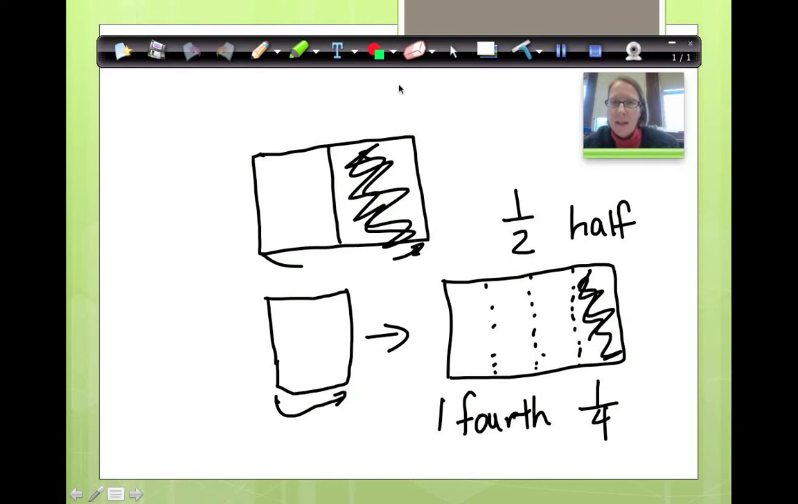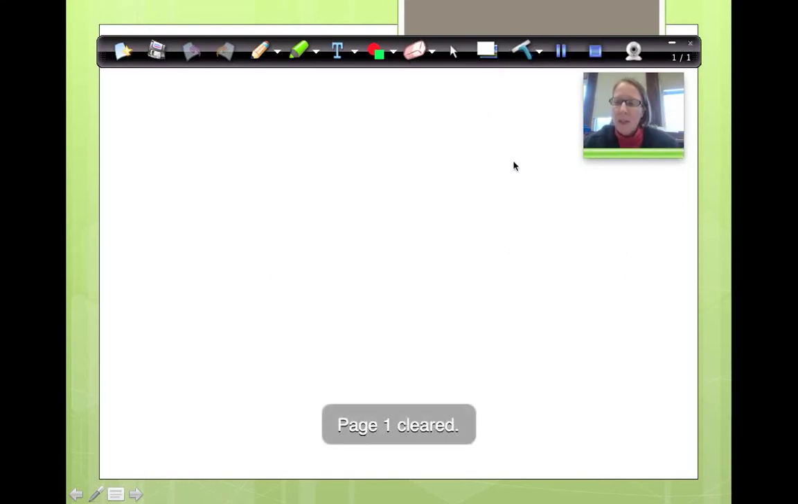Okay, my brain's getting a little bit faster than my teaching. Okay, now, that being said, what if I have a parallelogram?